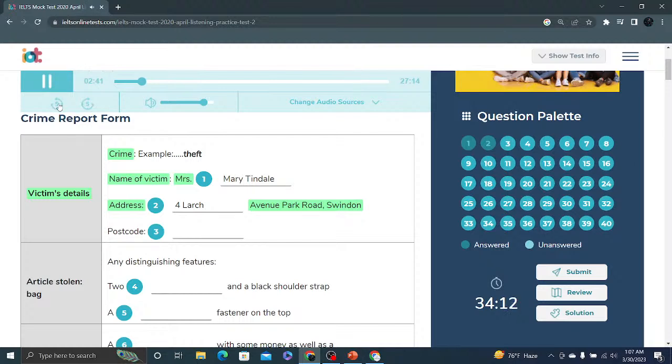As in, Swindon. Larch Avenue. Okay. And your home address and postcode? 4 Larch Avenue, Park Road, Swindon.